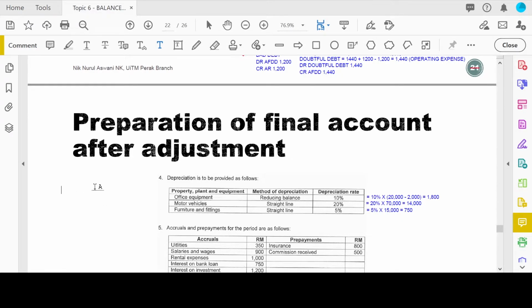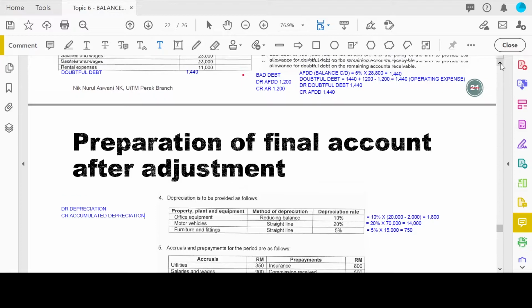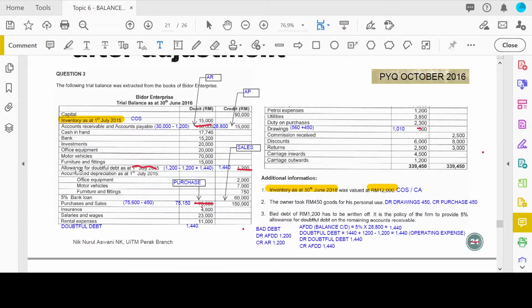What would be the adjusting entry? The adjusting entry would be to debit the respective depreciation account, and then to credit its respective accumulated depreciation account. All right, so let's do that in the existing trial balance. Number one is to debit depreciation. So first look at the trial balance. Do we have any depreciation account here? No, meaning that you can add a new account here.